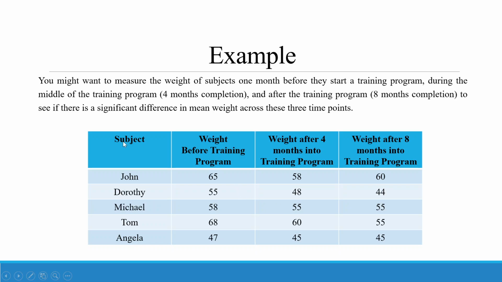Let's take another example. You might want to measure the weight of the subjects 1 month before they start a training program. That is the baseline weight. During the middle of the training program, that is after the completion of 4 months, and after the completion of 8 months, to see if there is a significant difference in mean weight across these 3 time points or not. So the baseline weight, after 4 months and after 8 months. So the weight of John will be taken at T1, T2 and T3. Similarly, this will be repeated for other subjects also.